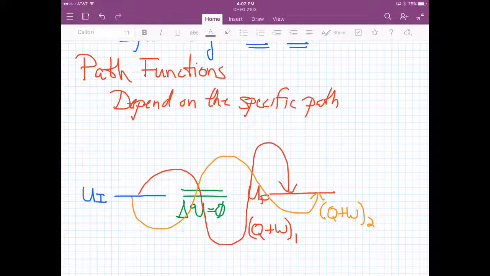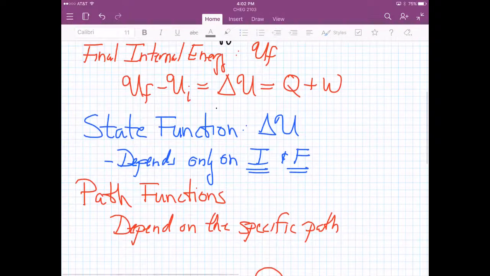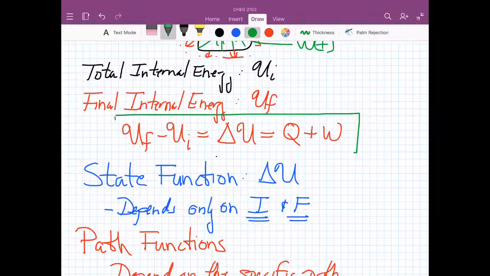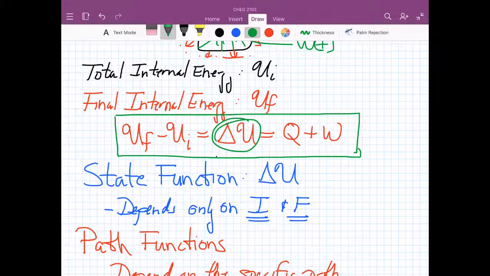So this is really what we want to emphasize here: the closed system energy balance for a system is that changes in the internal energy of that system are dictated solely by changes in heat that I add or remove for the system and work done on or by the system.